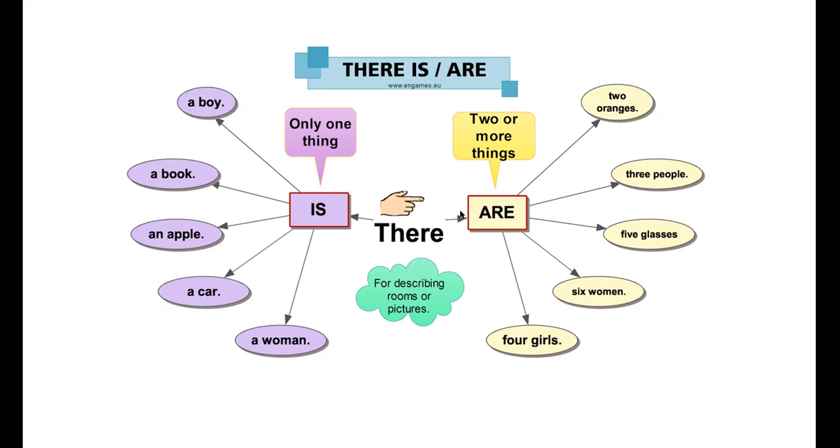And we also have the plural form when you talk about two or more things. Examples, there are two oranges. So it means two or more, right? Well, in this case, two. There are three people. There are five glasses. There are six women. There are four girls. So if you have that clear, that's perfect.